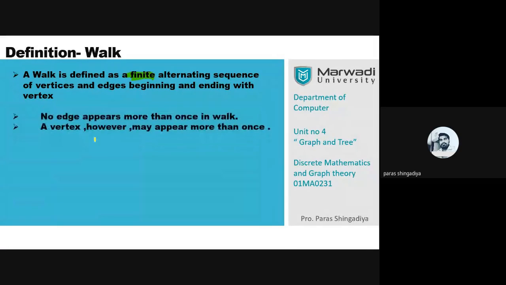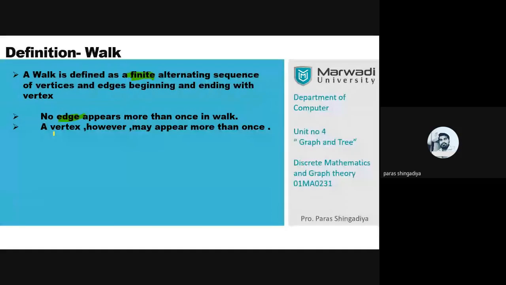And the second thing: no edge appears more than once in a walk. It means you have to use one path one time, then you cannot use the same path again to reach back to another place. If you use a path one time to reach from one place to another, then you cannot use the same path again to reach back. So an edge cannot be included more than one time. It is used only one time.